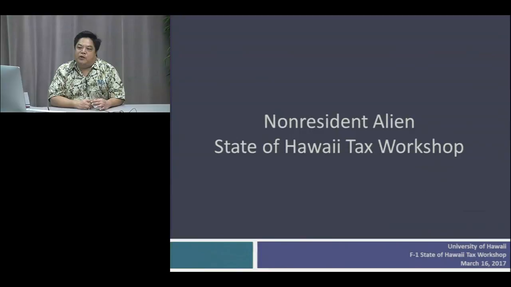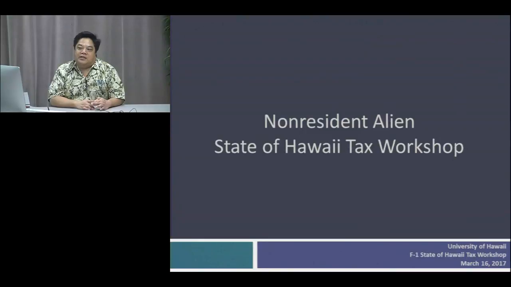First is the form N11, which is for residents, in case you become a resident of Hawaii. It's kind of similar to the federal workshop where we use the same word resident, but the definition of resident is different for Hawaii versus federal. Also, the word non-resident for Hawaii taxes is different than for federal tax. So please keep those two separate.